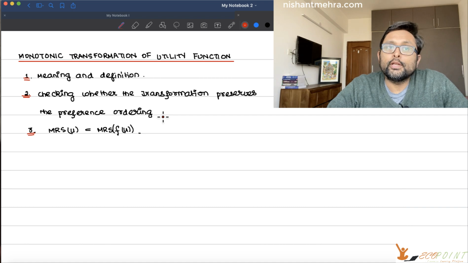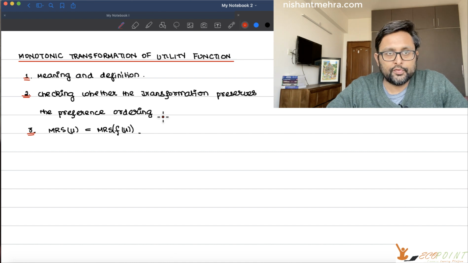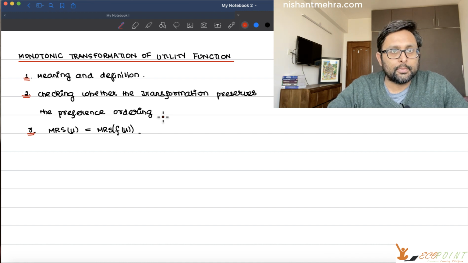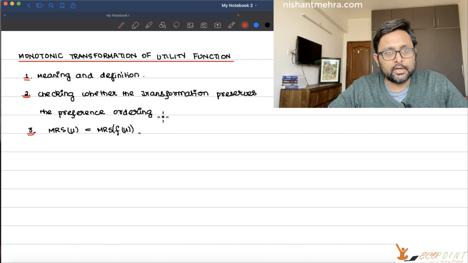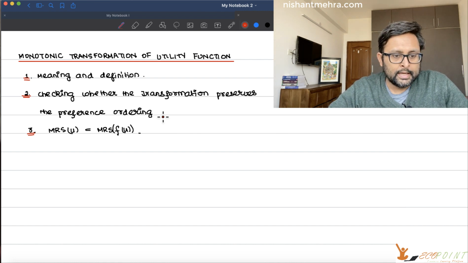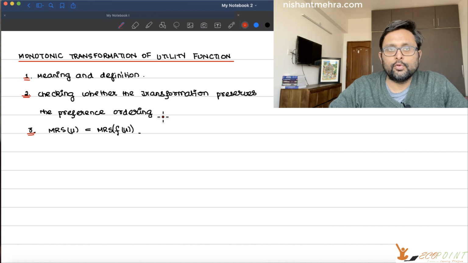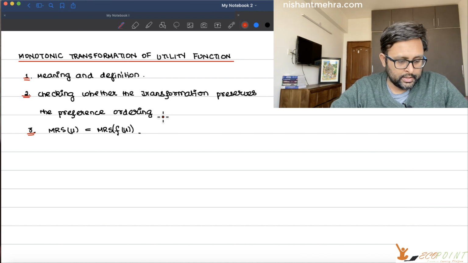Let us talk about what is the monotonic transformation. So what is it that we're going to cover in this recording? We're going to talk about the meaning and the definition of monotonic transformation. We're going to check how you can check whether some transformation is a monotonic transformation, whether it is preserving the order of preferences. And then we'll do a very small proof that whether you find out the MRS of the utility function or its monotonic transformation, that MRS will remain the same, right?